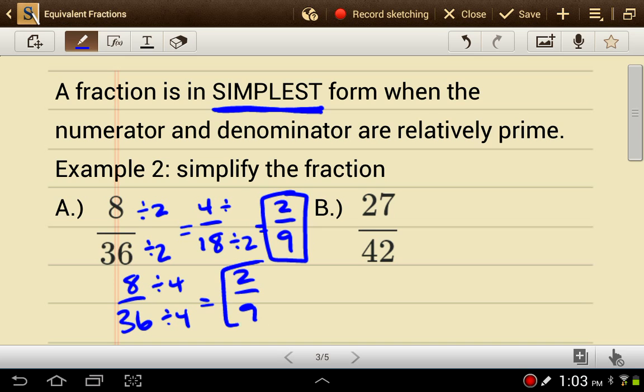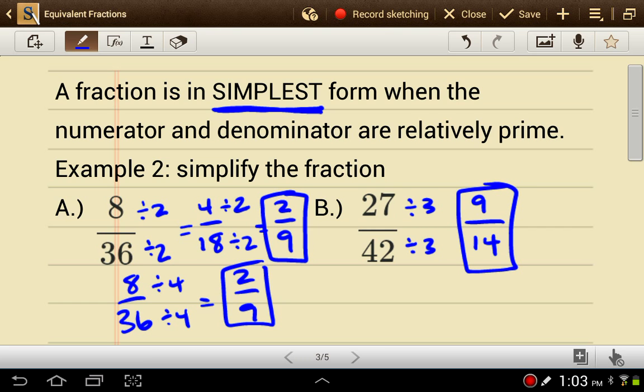So it doesn't matter which path you take, just as long as you go until nothing goes into the numerator and denominator but 1. In example B here, I look, what goes in there? 2 doesn't go into them, but 3 does. So I can divide them both by 3. 27 divided by 3 is 9. 42 divided by 3 is 14. 9/14. I am done. Okay, and that's how you simplify a fraction.